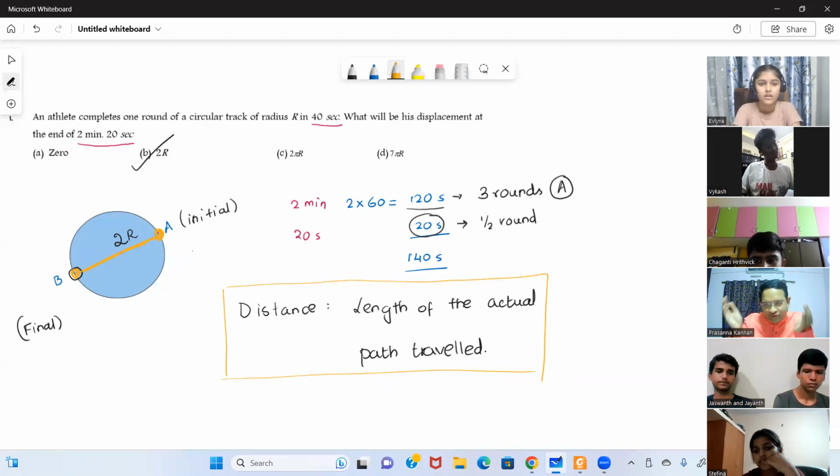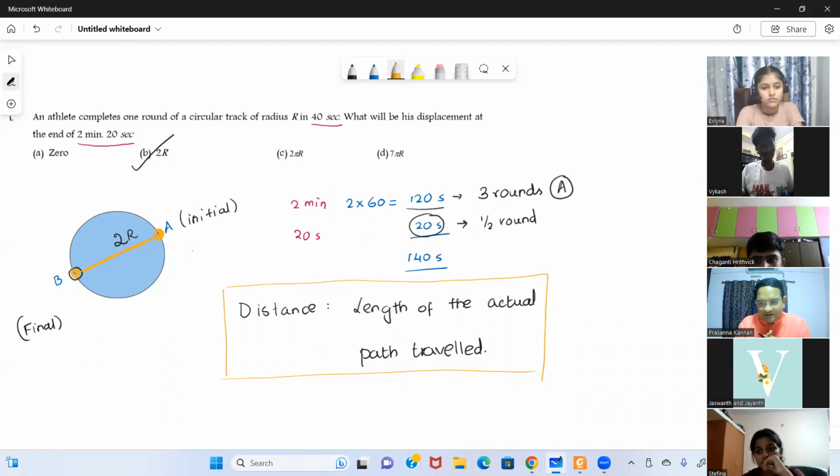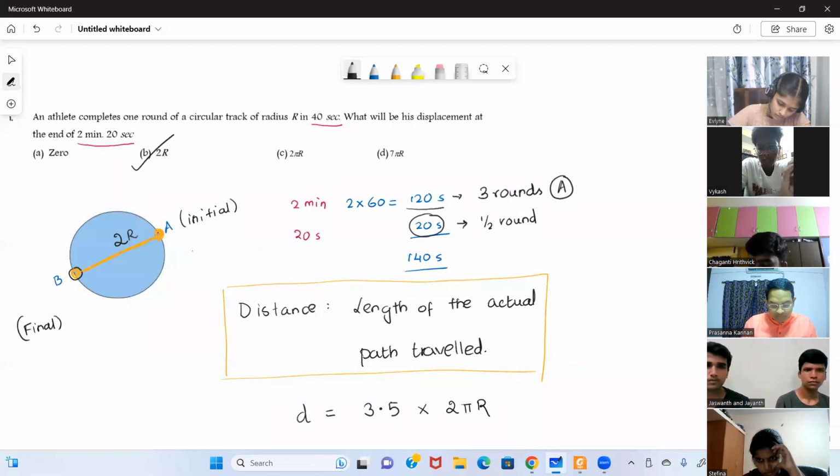Each round, what is the length of the path? Isn't it the circumference? What is the circumference of the circle? 2 pi r. Therefore, he is completing 3.5 rounds. So the total distance will be 3.5 multiplied by the circumference. What is the circumference of the circle? 2 pi r. So what will be the answer, students? 7 pi r would have been the answer if the question was distance.